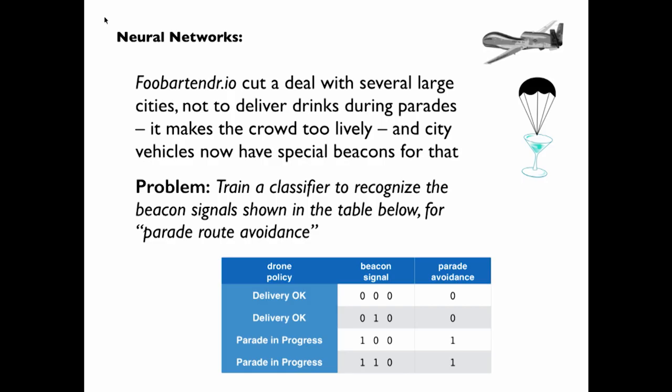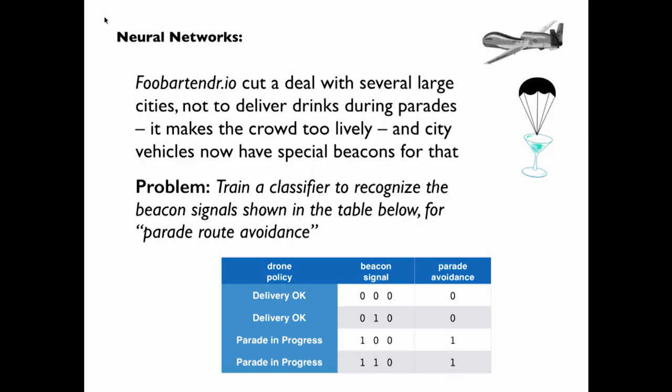So our sample company, foodbartender.io, has cut a deal with several large municipal governments, and they really want to avoid delivering alcoholic drinks during parades. For some reason, it just makes the crowd too lively. So the cities pushed back on this, and they told Food Bartender, hey, you can operate here, you can fly your drones in our urban areas, but not during parades, okay? And the problem with parades is it's kind of hard to tell where the parade really is, unless you're tracking it. So the city vehicles have installed special beacons for that. So they can track where the parade route is at any point in time, and they just want to make sure that the drones aren't delivering drinks right there.